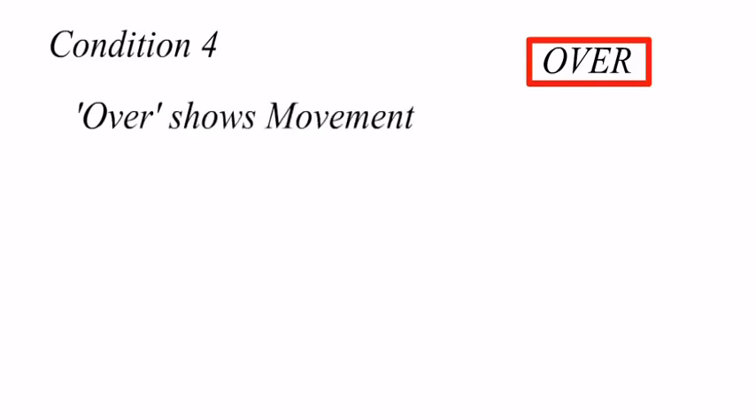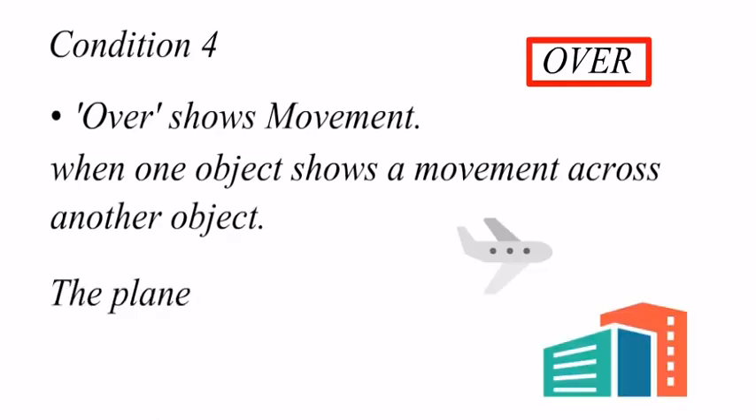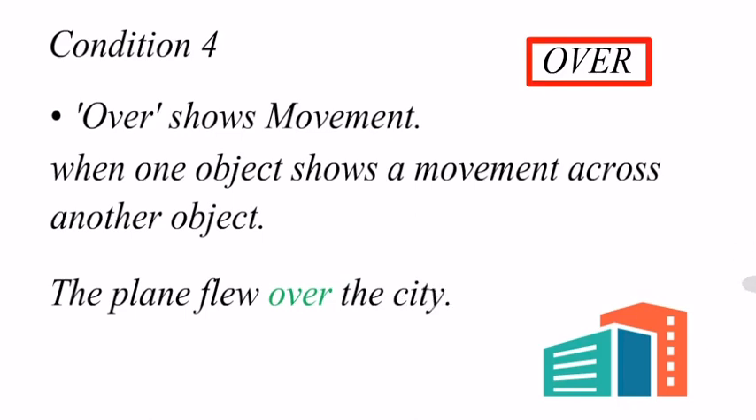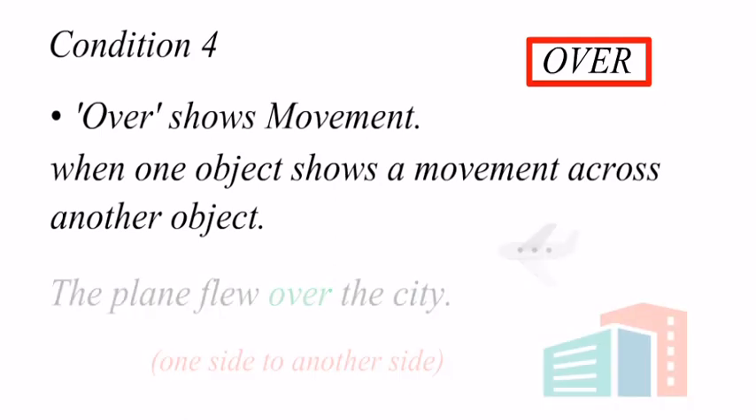Now the fourth condition. Over also shows movement. So when one object shows a movement across another object, then we use over. See the example. The plane flew over the city. So when the plane was flying, it must have crossed the city, from one side to another side, and there is a movement, right? So we use over here.